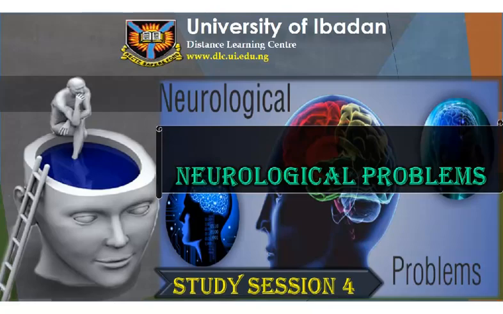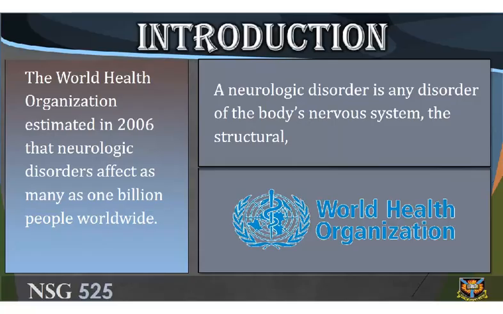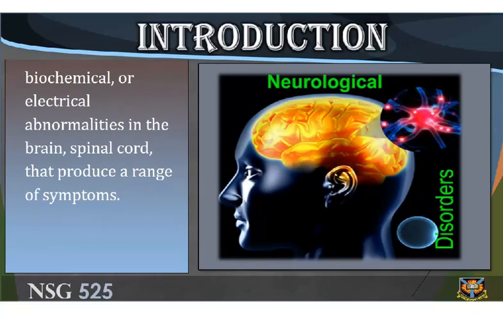Neurological problems. Introduction. The World Health Organization estimated in 2006 that neurologic disorders affect as many as 1 billion people worldwide. A neurologic disorder is any disorder of the body's nervous system, the structural, biochemical, or electrical abnormalities in the brain, spinal cord that produce a range of symptoms. You will therefore beam our focus light on neurologic disorder in our community.